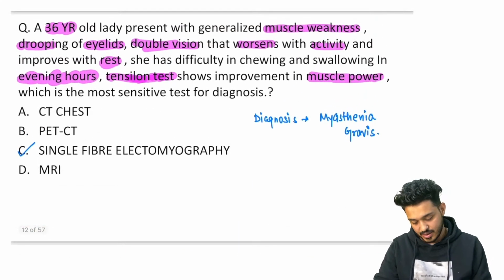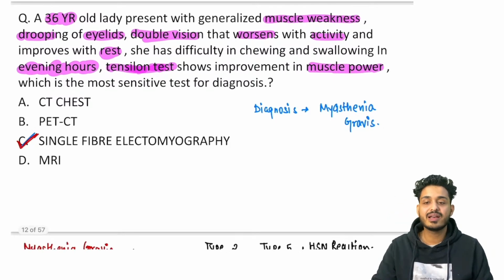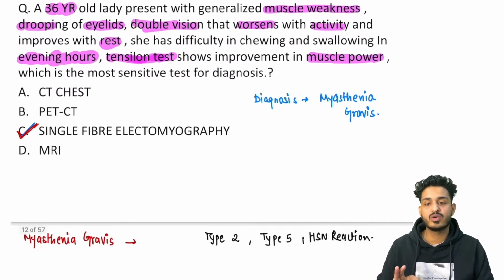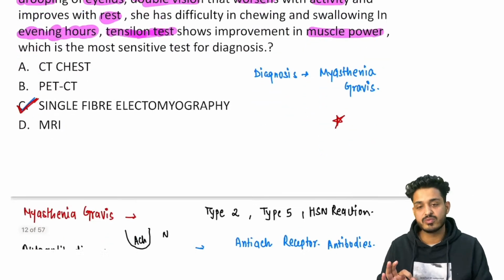gravis, right? So what is the test that we are going to do? This is going to be single fiber electromyography. Very, very important topic. You cannot skip this, right? Definitely you will be getting a question from here, right?